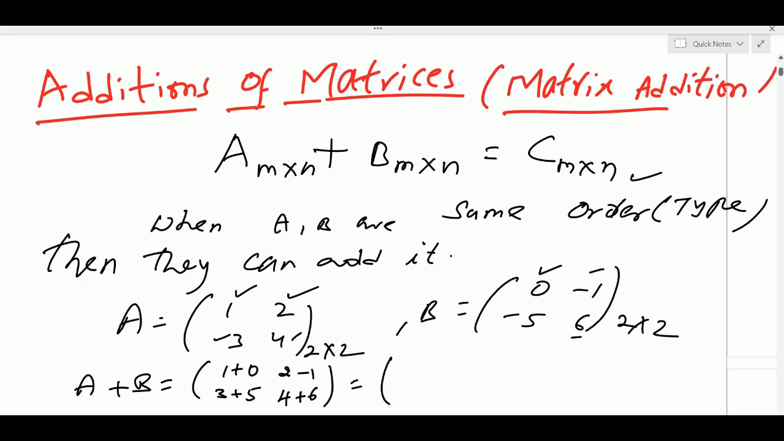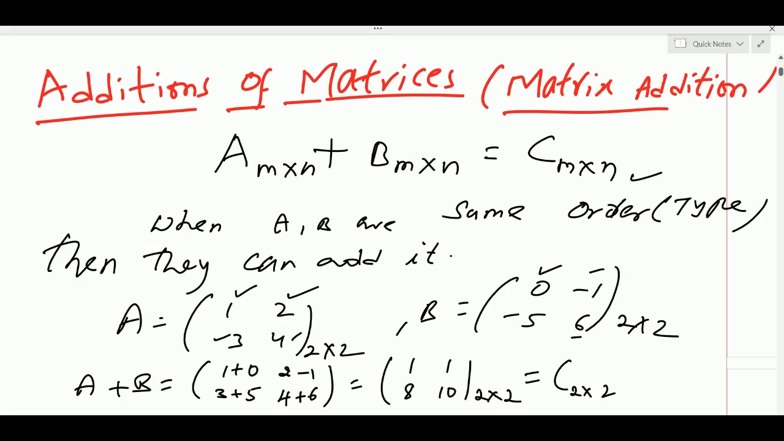Where 1 and 0 are in the same place, add 1 plus 0 and put it in the first place again. Similarly 2 minus 1, 3 plus 5, 4 plus 6. Now what is the result? 1 plus 0 is 1, 2 minus 1 is 1, 3 plus 5 is 8, 4 plus 6 is 10. That's it. Is this also of the same order, a 2 by 2? Yes. Here I gave m by n, and A plus B gives another matrix C, which is a 2 by 2 matrix.